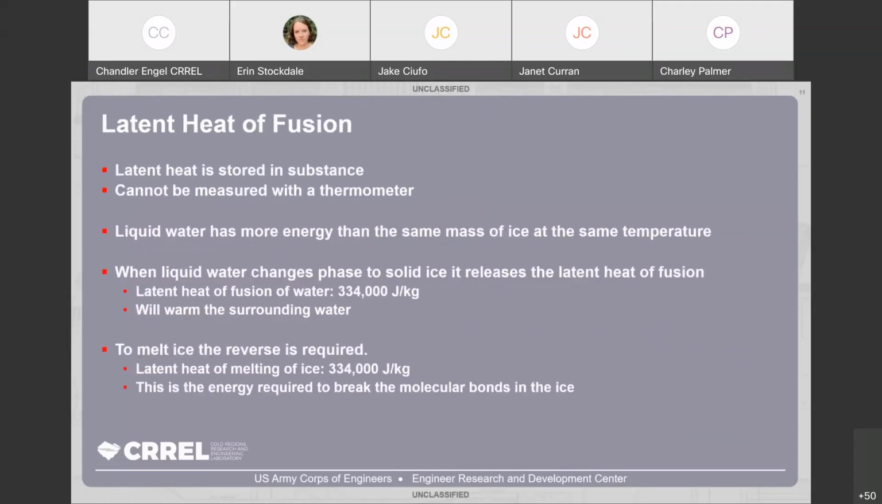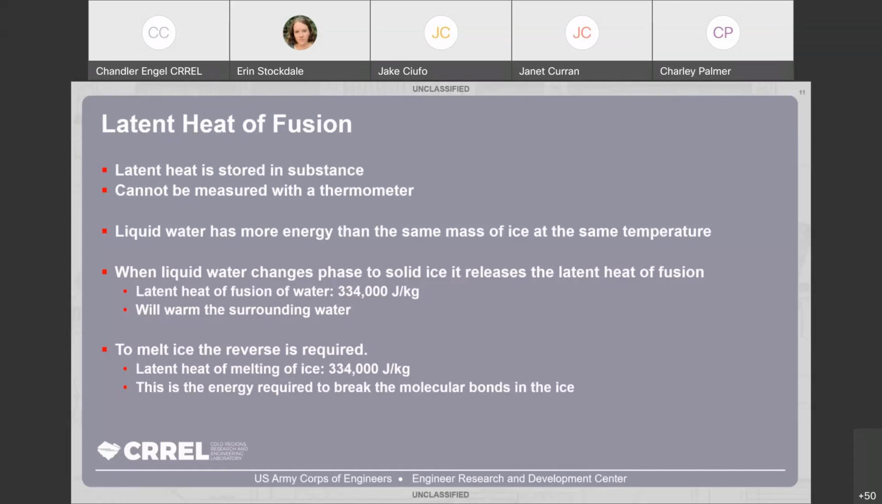So far, we've discussed energy inputs or removals and how they'll affect the temperature of water or ice. The other significant energy-related processes are what happens at the phase change point. So latent heat is energy that's stored in a substance that cannot be directly measured with something like a thermometer. Liquid water has more energy in it for a given mass than ice does, even if both of them are at the same temperature, say 0 degrees C. This difference is the latent heat that's present in the water.